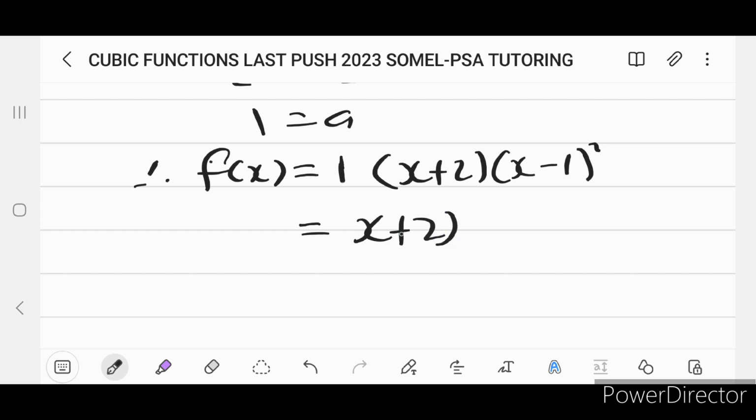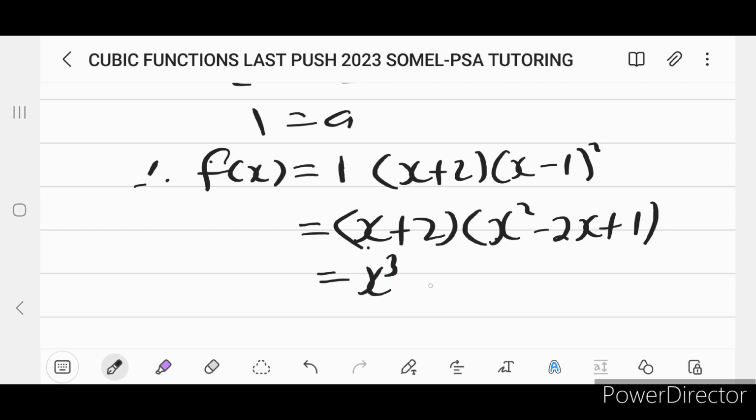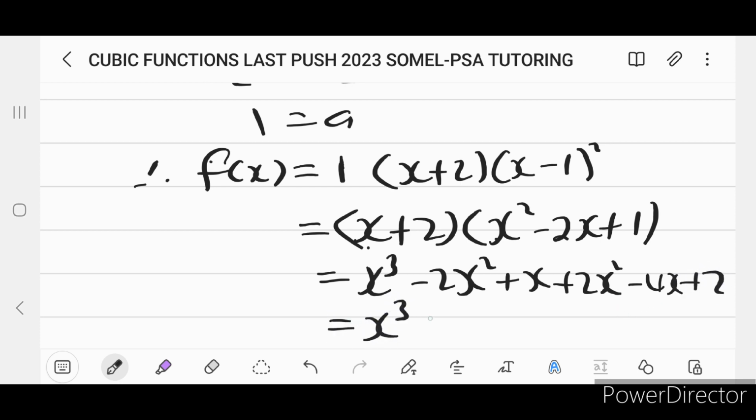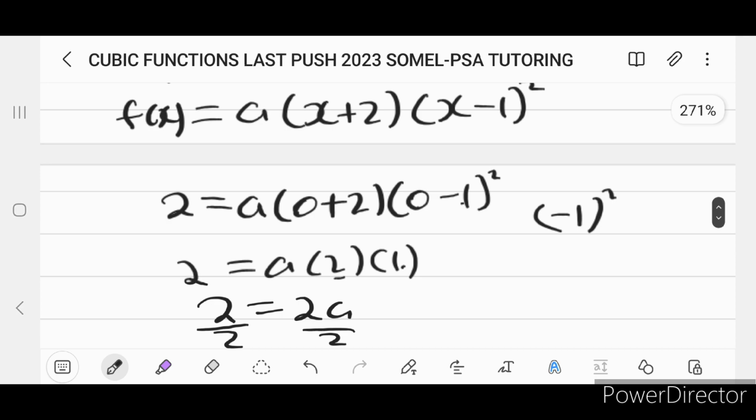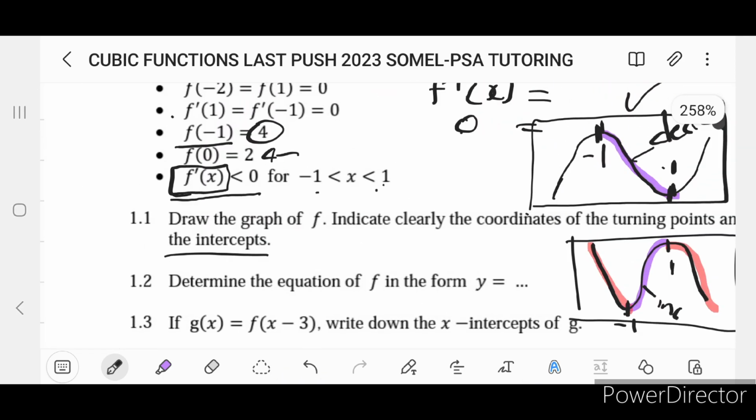So this is x plus 2. And then that is going to be x squared minus 2x plus 1 when I do the FOIL method. And then x times x squared is x cubed. That is minus 2x squared. And then plus x plus 2x squared minus 4x plus 2. Therefore, it is x cubed. This cancels out. This minus this is minus 3x plus 2. So that is my f of x. So I found the function f of x.